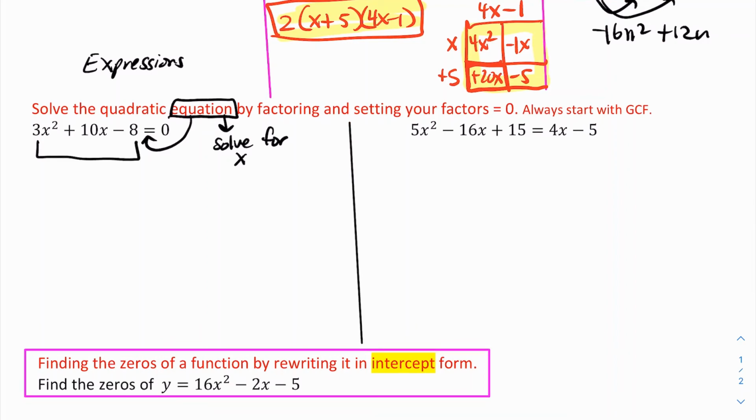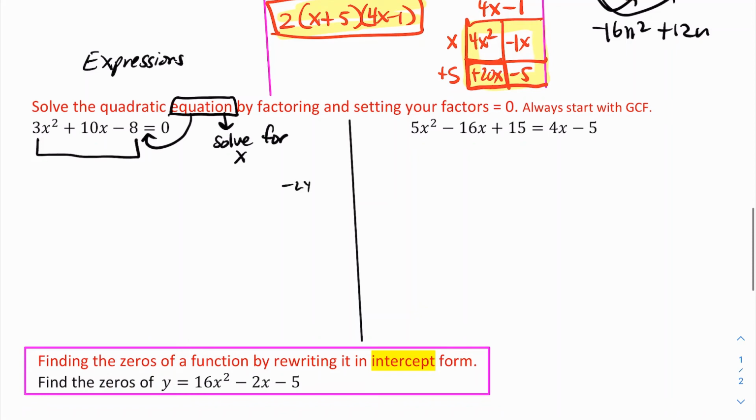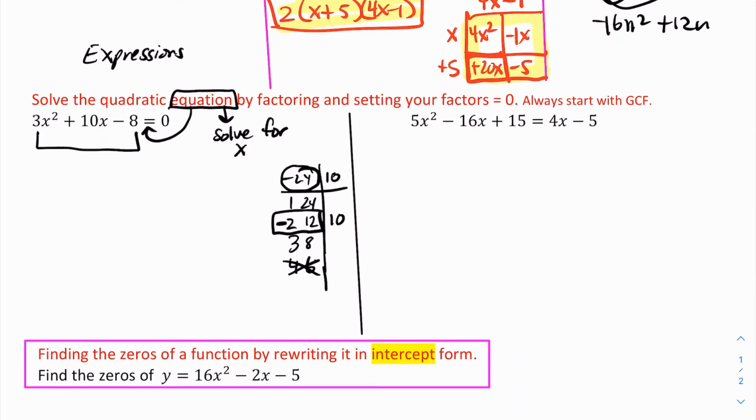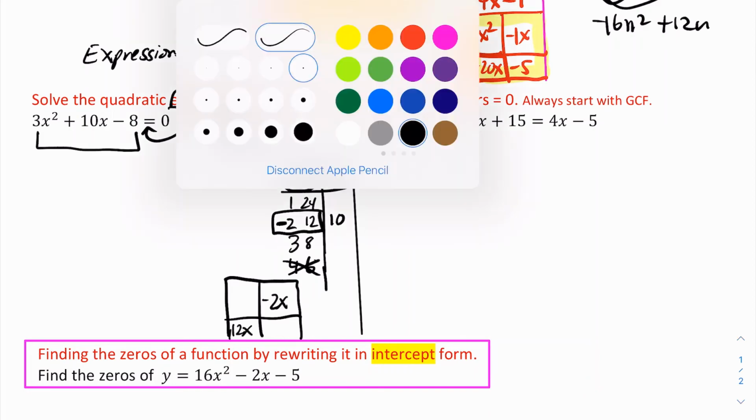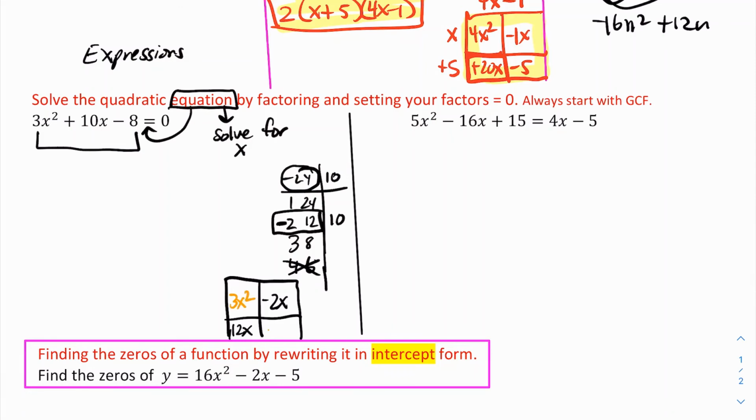So this is already set equal to 0, so I have negative 24 to get positive 10. So 1 times 24, 2 times 12, that could give me 10, and then 4 times 6 could also give me 10, but the 24 is negative, so I need to use these two, not those two, okay? So that gives me 10 if I add those together. So using the box method, I'm going to put negative 2x and positive 12x in here. And then I have the 3x squared and the minus 8.